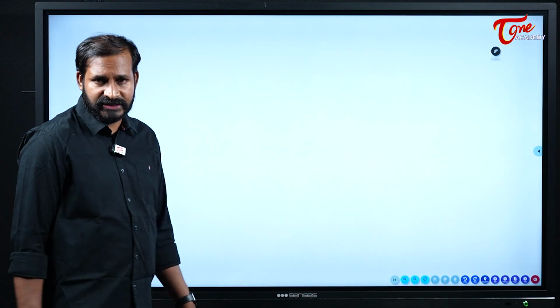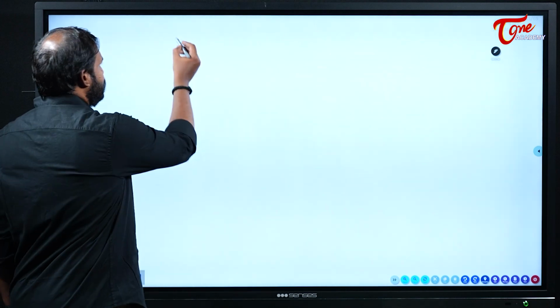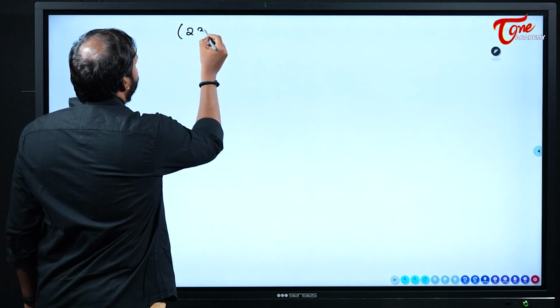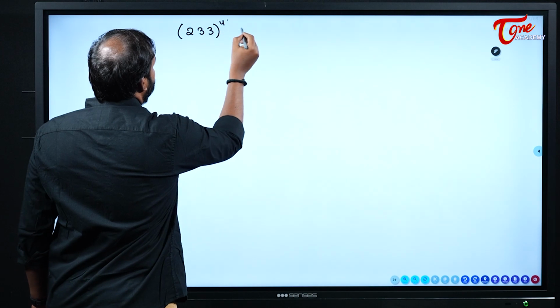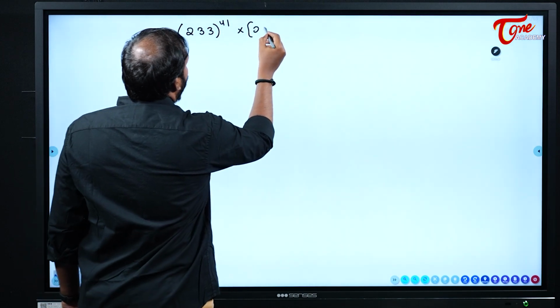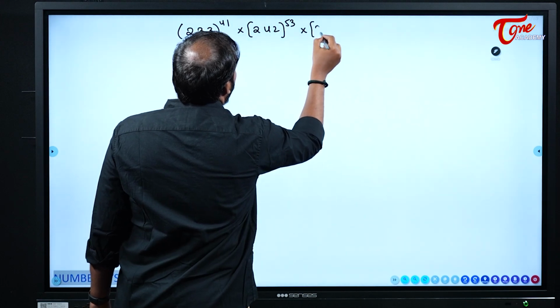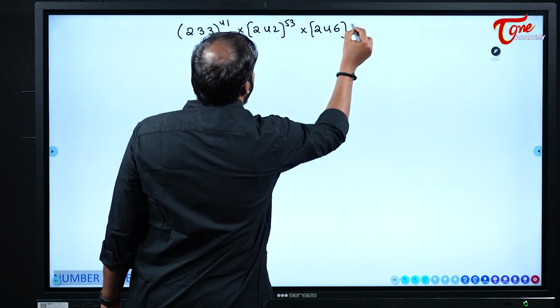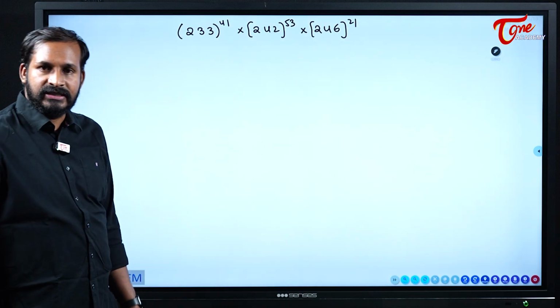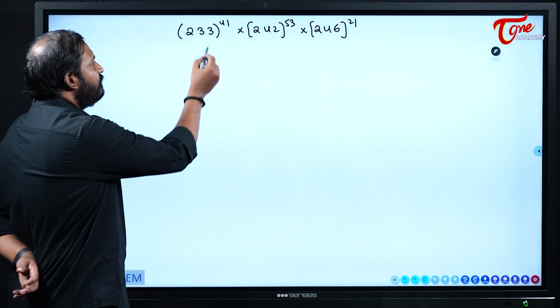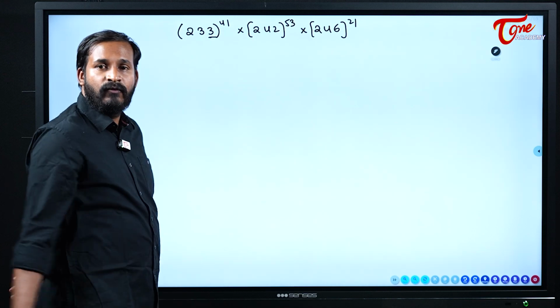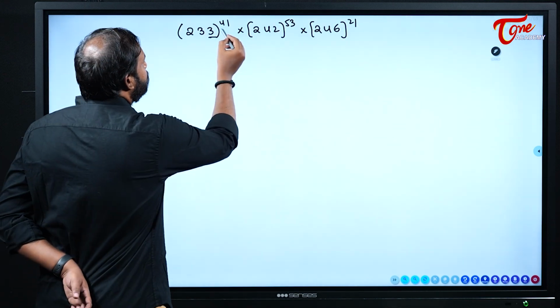Next, we will solve some questions based on this. Find the units digit of 233 to the power of 41 into 242 to the power of 53 into 246 to the power of 21. Like this, they will ask us some questions. Now, what is the unit digit? For 3, we have how many chances? 4 chances. So, divide the power with 4.